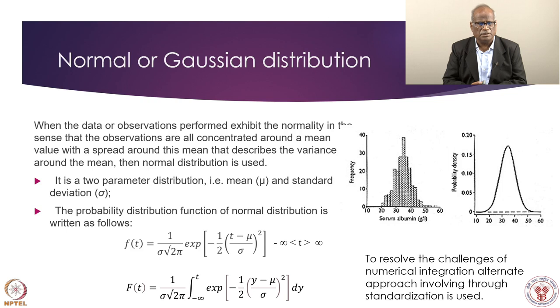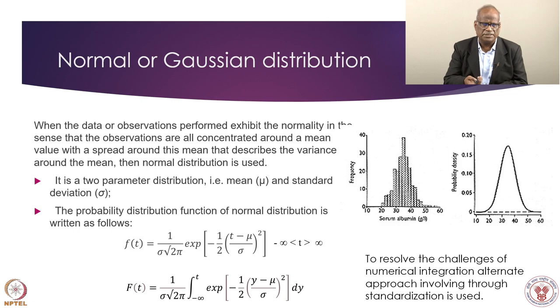Here there is a small correction. F(t) means it is for the time t, so t minus mu should have been there. So this needs to be read as minus 1 by 2 ((t minus mu) upon sigma) whole squared, and of course dt, because integration has to be done over t. So this we see as the failure probability for the normal distribution.